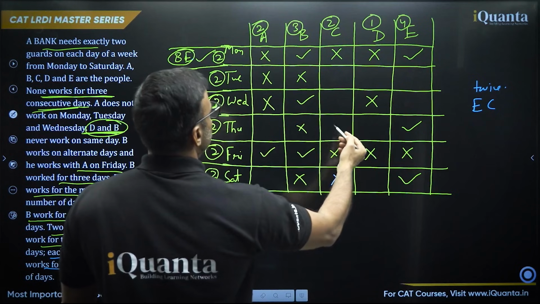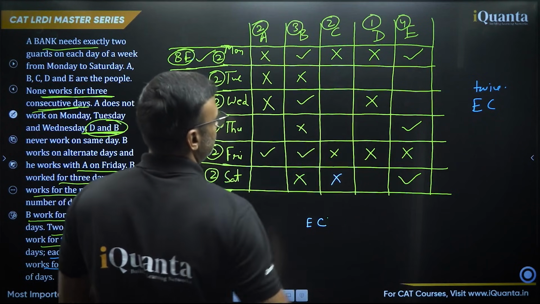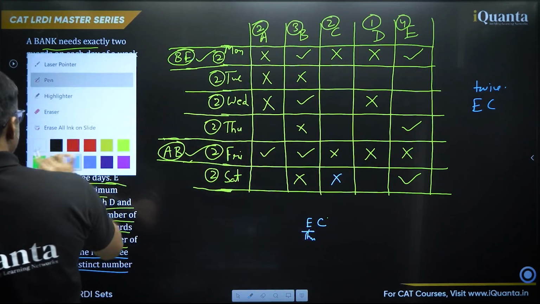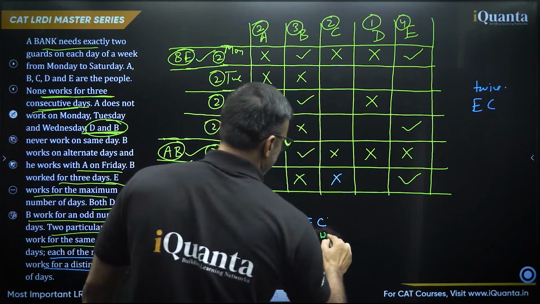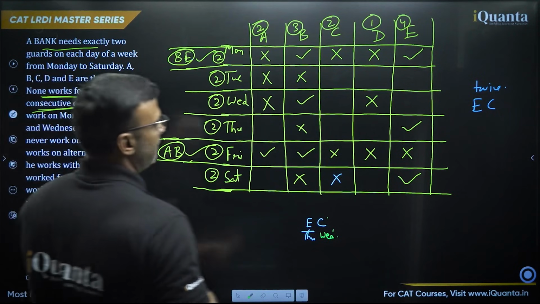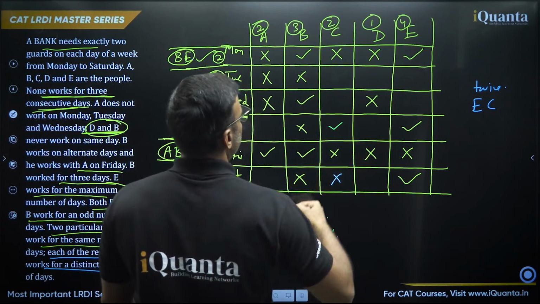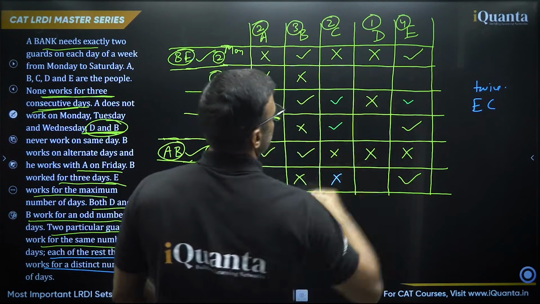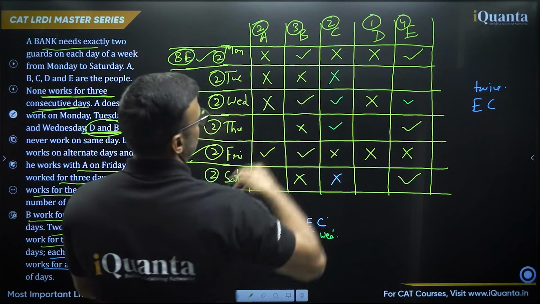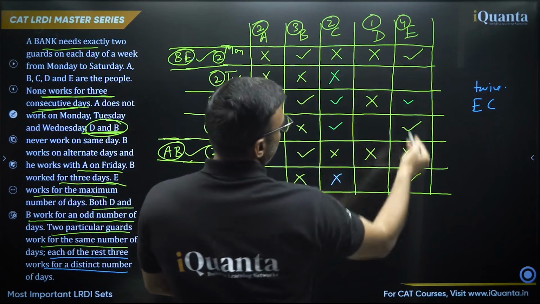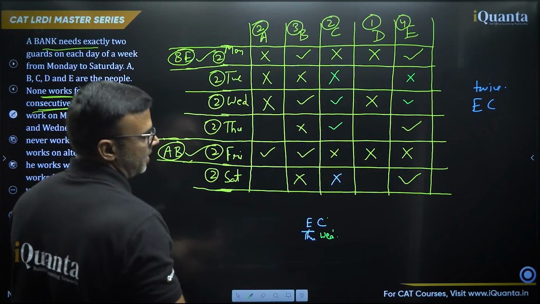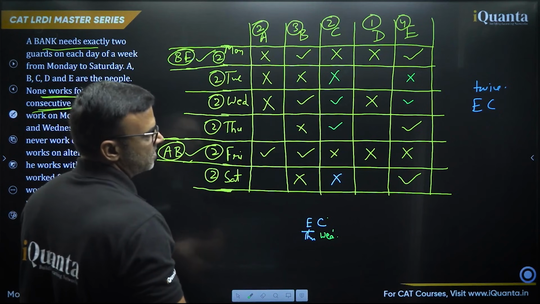Let's say Thursday, Wednesday or Thursday, Tuesday. So Thursday and let's say Wednesday. Now look at this closely. So if I take Thursday and Wednesday, that means C cannot work on Tuesday, E cannot work on Tuesday, so the Tuesday 2 people will not be completed. All right. So Thursday, Wednesday is not working.